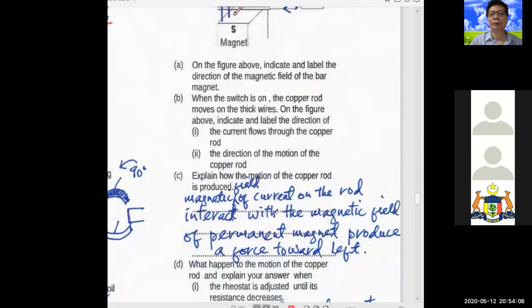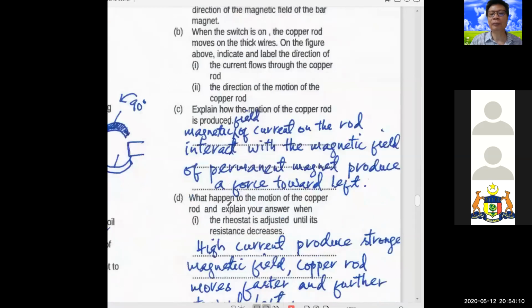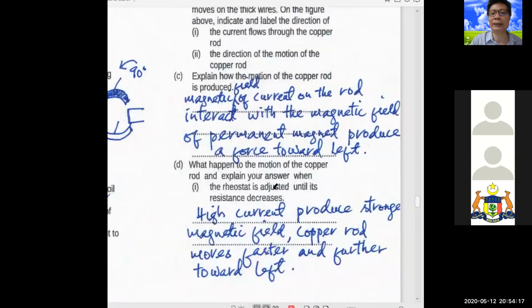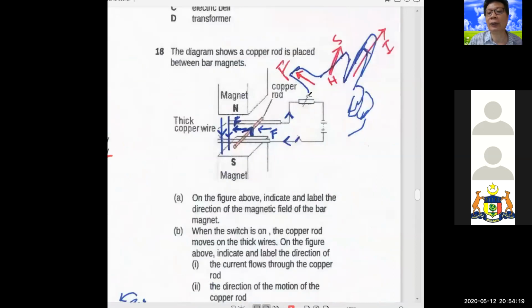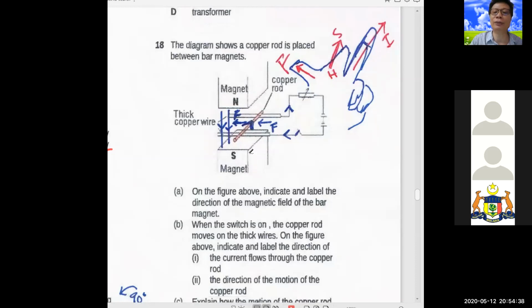Okay, all right. D. What happens to the motion of the copper rod? And explain your answer. Okay, when the rheostat is adjusted until the resistance decreases. That's the rheostat here. You adjust the rheostat so that the resistance decreases. You know that, resistance decrease means that the current flow becomes higher, right? Smaller resistance, so the current flow will become higher. Okay, when current is higher, definitely this magnetic force becomes stronger.